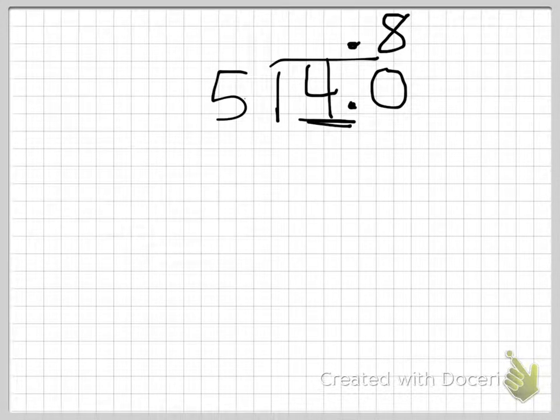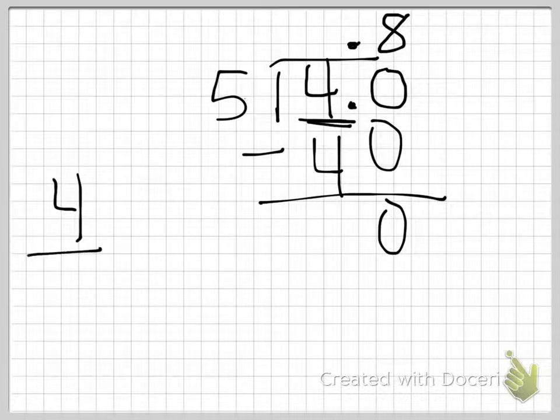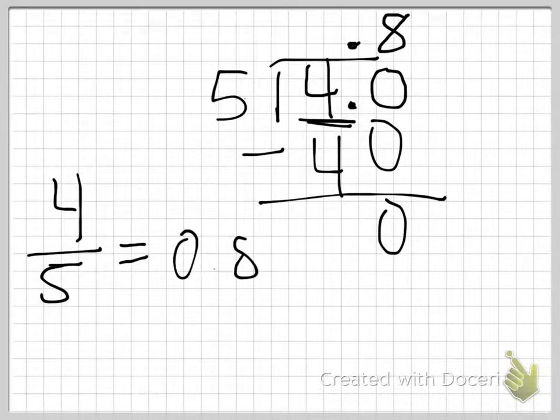Okay, so now 5 times 8 is 40. Subtract. Okay? And my remainder is 0. Okay, so now I have that 4 divided by 5 is equal to 0.8, which is the same thing as 8/10.